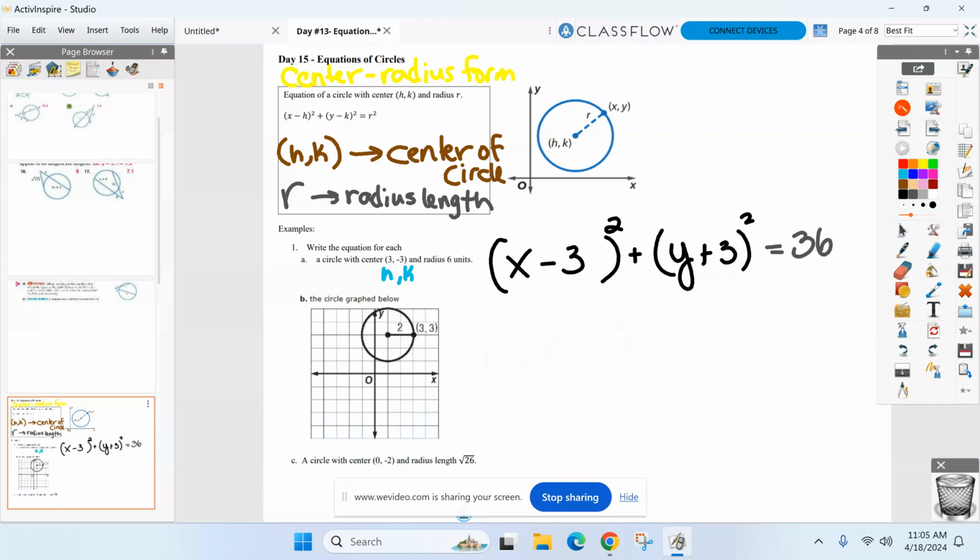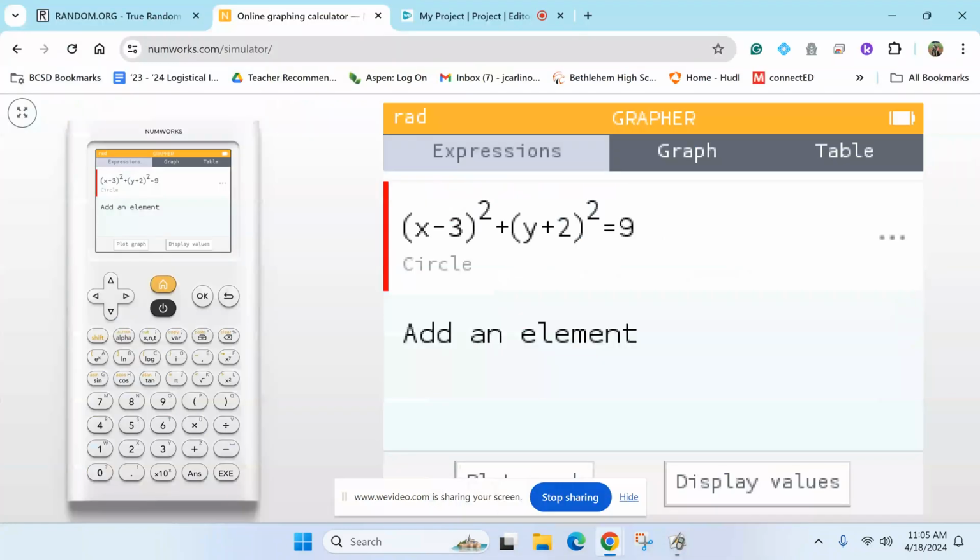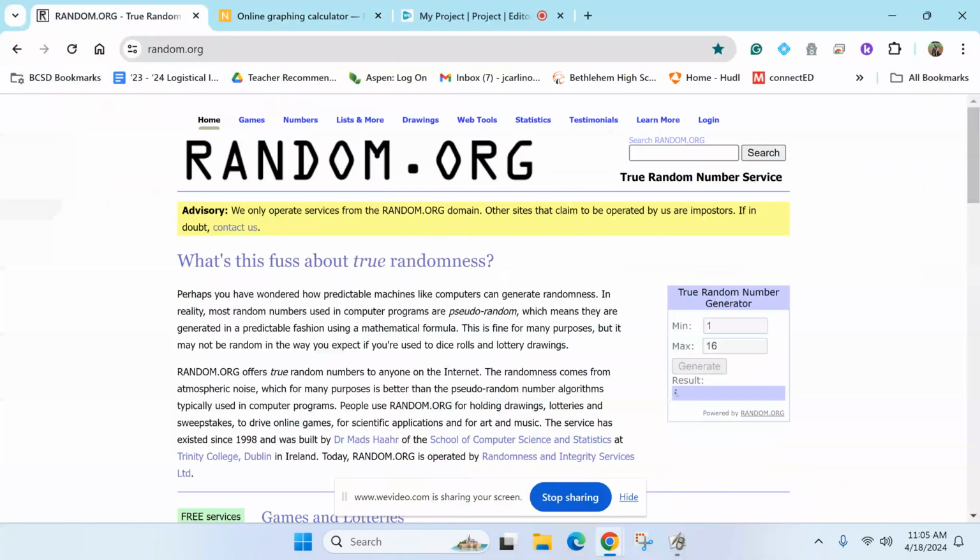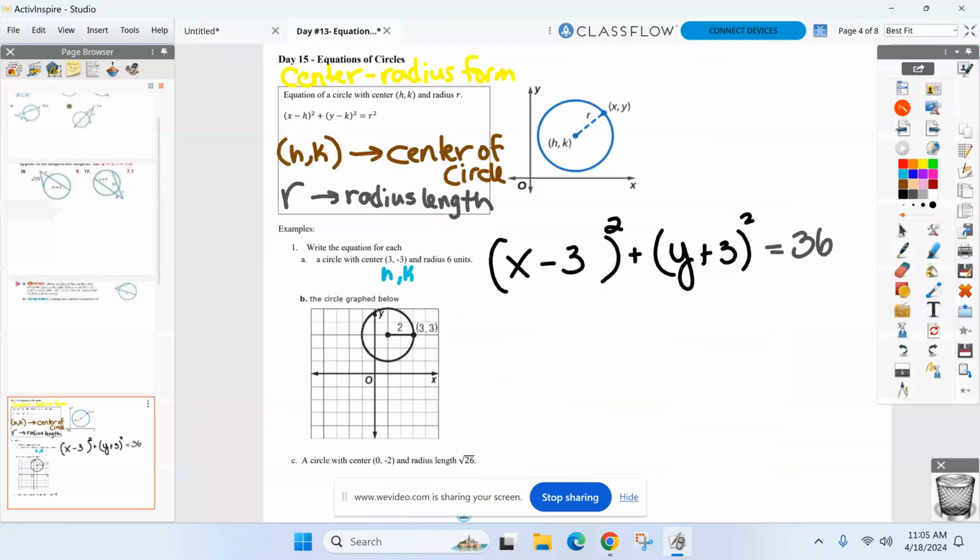All right, next up. Sometimes I won't just serve the center and radius to you. You may have to find it on your own. So look at part B. I tell you the radius; this is the center. The radius length is 2. What was the center then? What's the center of this circle? 1, 3. 1, 3.